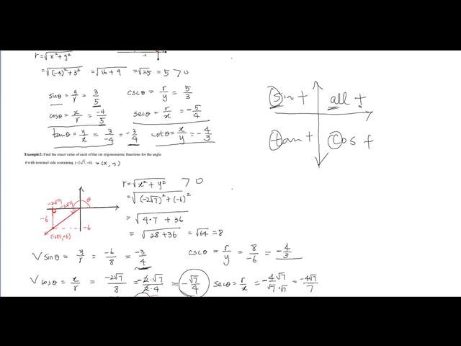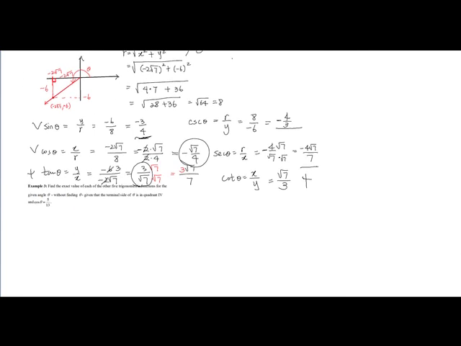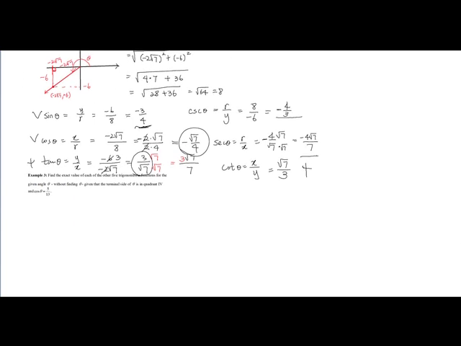All Students Take Calculus. All functions in quadrant 1 are positive. Sine is positive, cosecant is positive, all the others negative. Tangent is positive, cotangent is positive, all the others negative. Quadrant 4, cosine is positive, that means secant is positive, but all the other functions will be negative. And if you keep that in mind, we can determine the quadrant by simply knowing the sign of any two trig functions. Any means sine, cosine, tangent, any one of those.